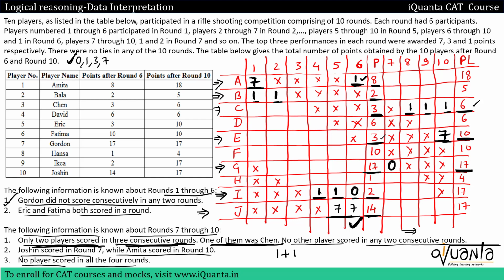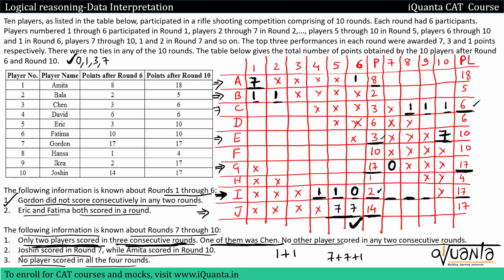So I hope this is also understood. Then if we again come to I over here, we can see that he scored a total of 2 points till round 6. After that his total becomes 17. So that means in these 3 rounds, round 7, 8, 9, he will score a total of 15 points. So a sum of 15 is possible when we add 7, 7, 1. So that means to I we have to give 7, 7, 1 in round 7, 8, 9.